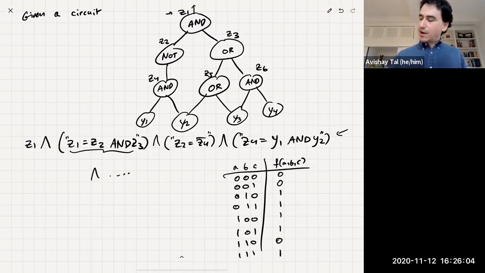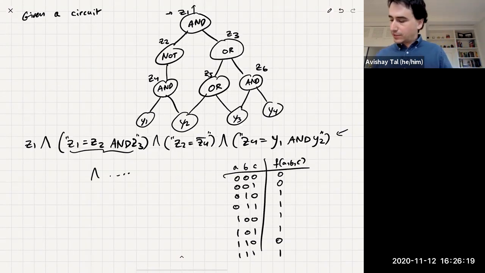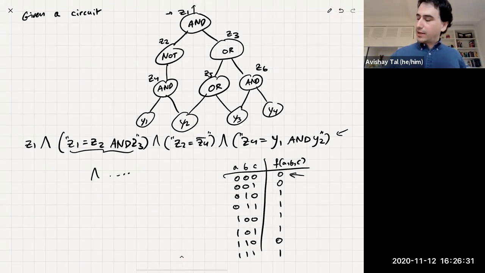So maybe the function is something like this. Now the question is how to write this function f as a 3-CNF, as an AND of clauses where each clause involves three literals. How can I do that? For every line in this truth table for which the value of the function is 0, I can write a clause that rules out this value. So here I would say, A or B or C.